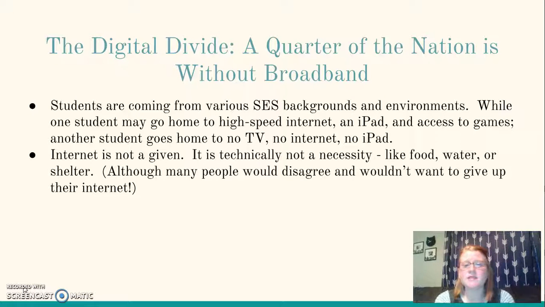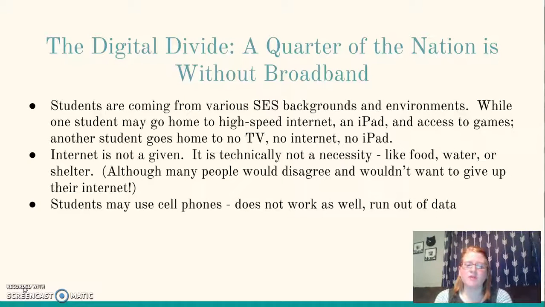Internet's not a given. It's technically not a necessity. You can live without it. It's not food, it's not water, it's not shelter. I know many people would disagree and they don't want to give up their internet, but technically it's not a necessity. And this article kind of talked about that and talked about the divide and how some of us have it and some of us don't, and what does that look like in various parts of the world.